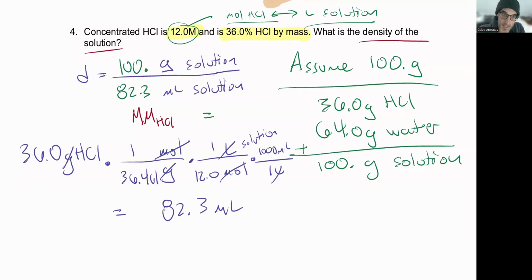My density turns out to be, I'm looking for density. All right. So turns out to be my density is 1.22 gram per milliliter. There we go. That's how we do it because we had mils of solution based on that concentration. Perfect. All right, moving on.